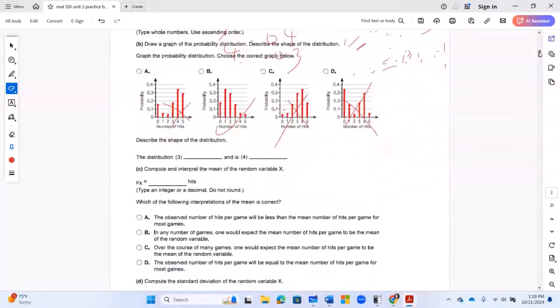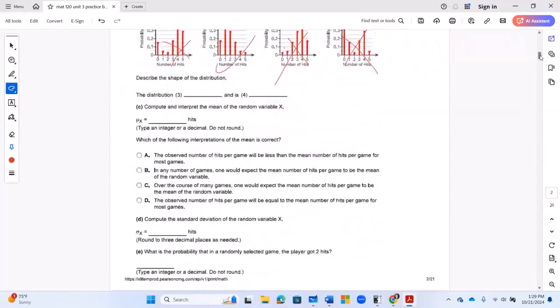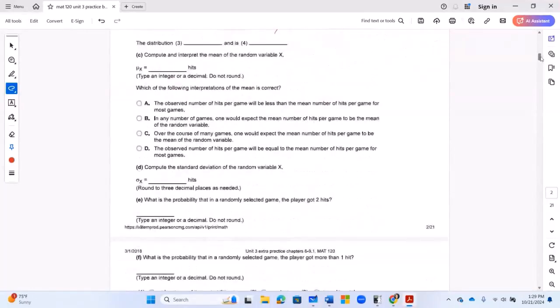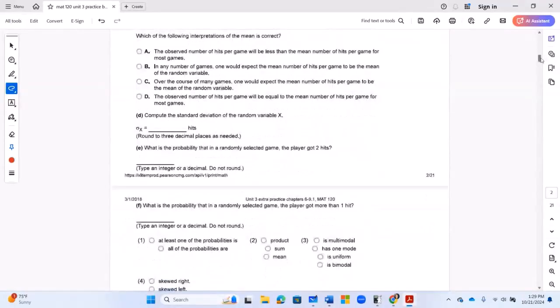All right. The next one is find the mean and find the question. The next question says compute and interpret the mean and standard deviation of the random variables. So find the mean and find the standard deviation. They'll ask you to find the mean and find the standard deviation.